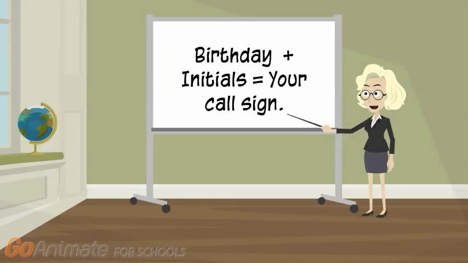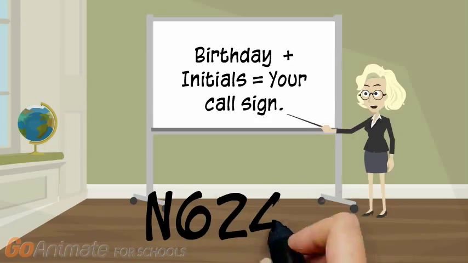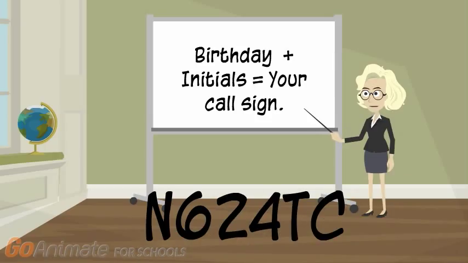Your call sign will be the month and day of your birthday, plus your initials. My birthday is June 24th. So my call sign is November 6th 24 Tango Charlie. What is your call sign?